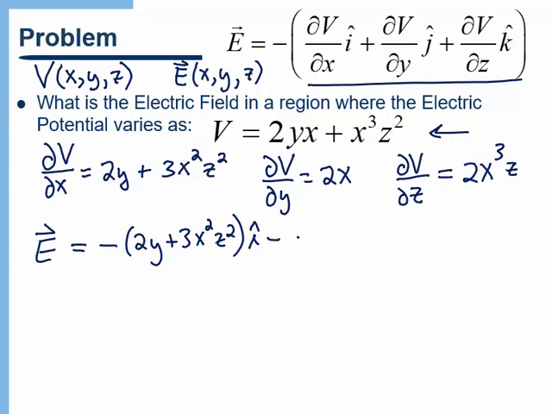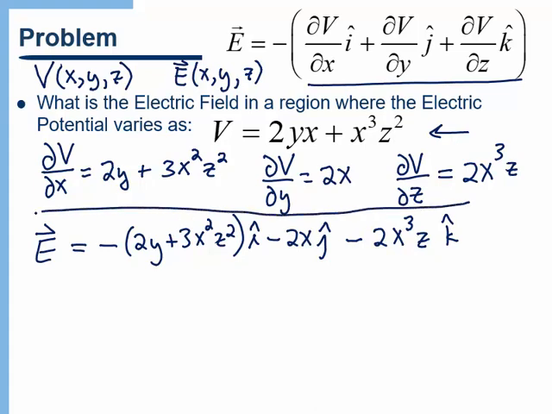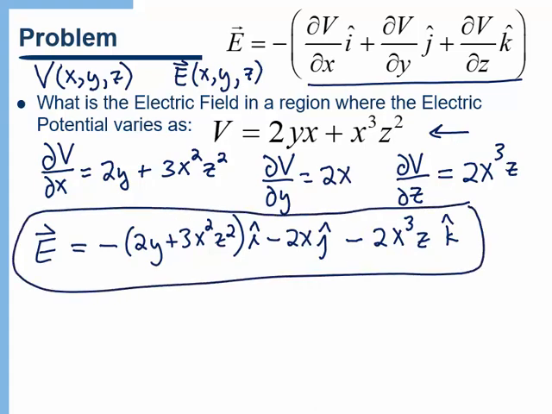dV/dy, I have minus, so I'm distributing that minus sign, minus 2x j, and then minus 2x cubed z k. So that would be my answer. And if I now wanted to know the electric field at a particular point in space, I could plug in x, y, and z, and this would give me the vector for the electric field at that point in space, x, y, z.